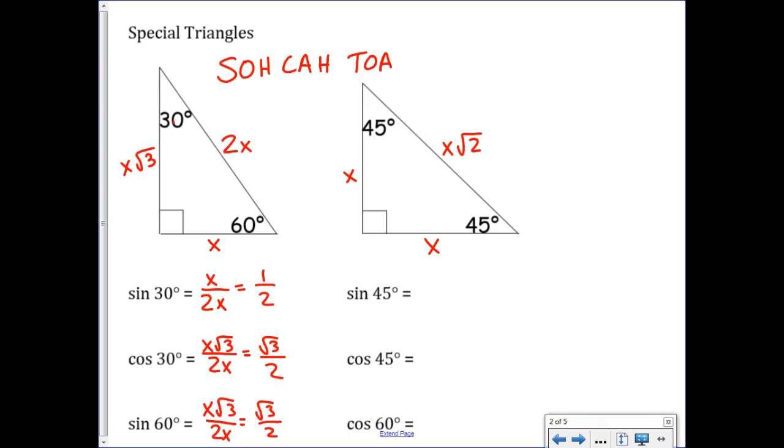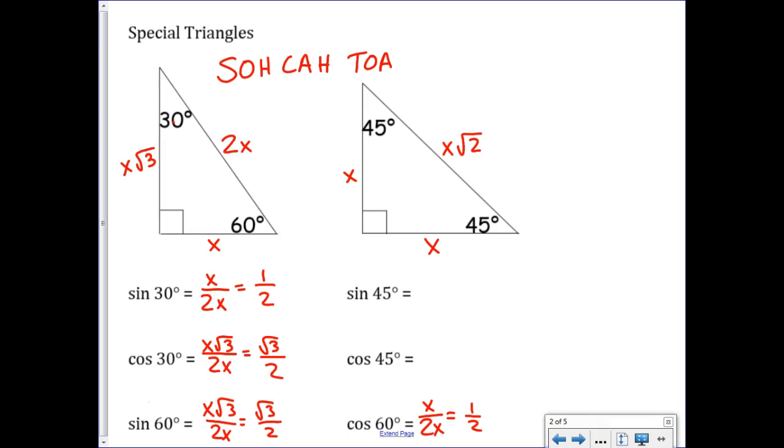I'm going to jump over to the bottom right here with cosine of 60 degrees and keep with this first triangle. So cosine of 60 is adjacent over hypotenuse, so x over 2x, which is 1 over 2. Notice those just switch places. Sine of 30 degrees and cosine of 60 degrees are the same values.